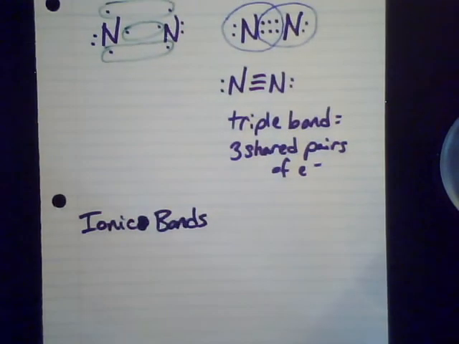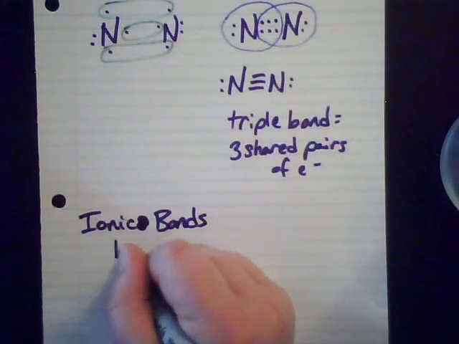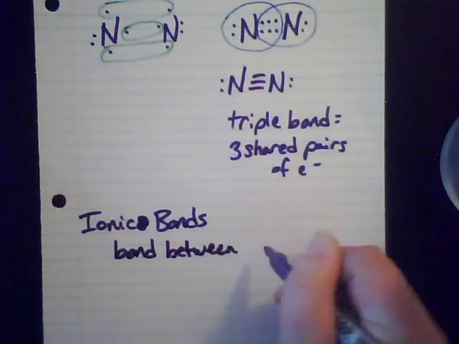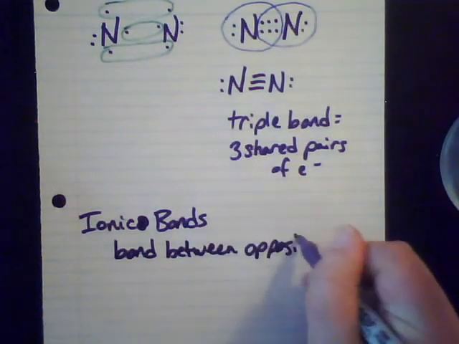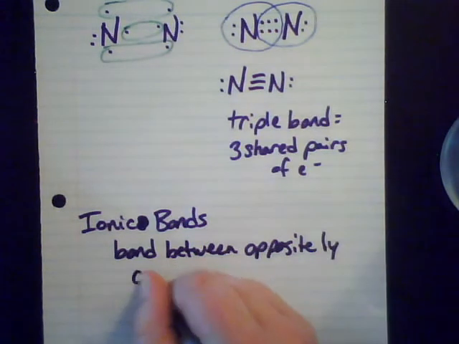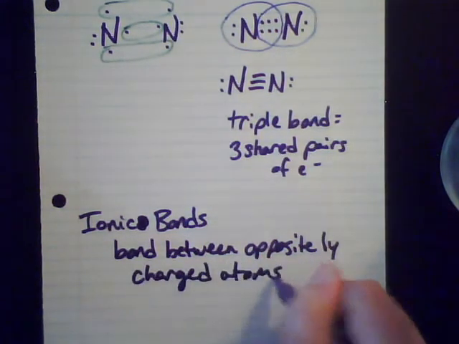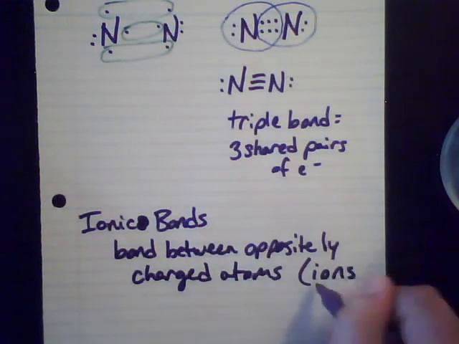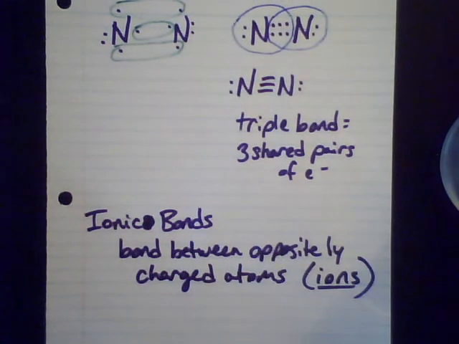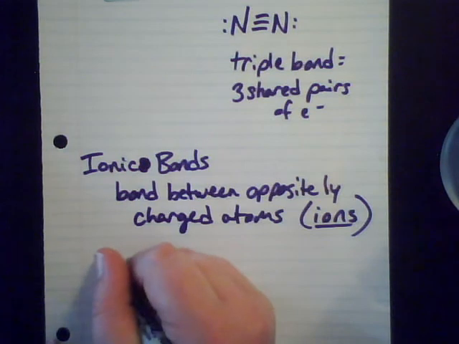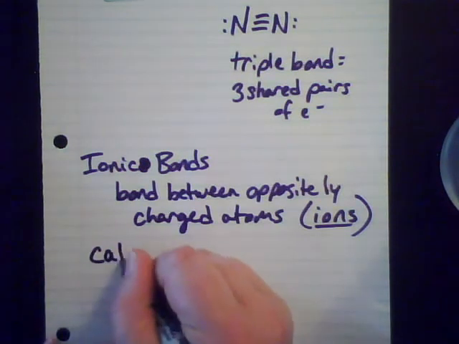Ionic bonds. So ionic bonds are bonds between charged atoms, or ions. So an ion is a charged atom. So this is with either a positive charge or a negative charge. And so a positively charged ion is called a cation.